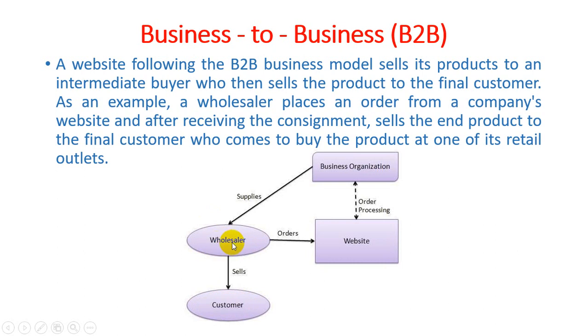But a wholesaler places an order through the business organization which can create or sell this product through the online market. So the wholesaler can place an order on the business organization's website in the form of bulk ordering. Then after getting the consignment, they can sell individual or single products to the end users. So it is nothing but a business to business model.